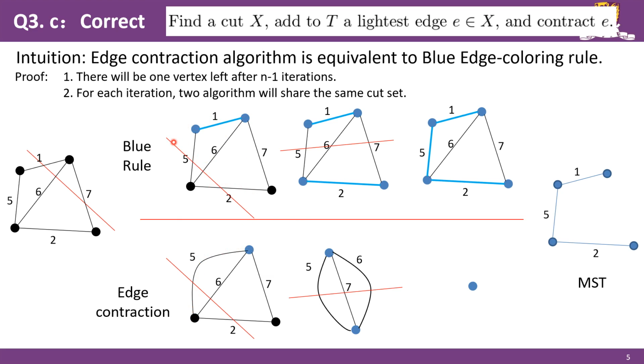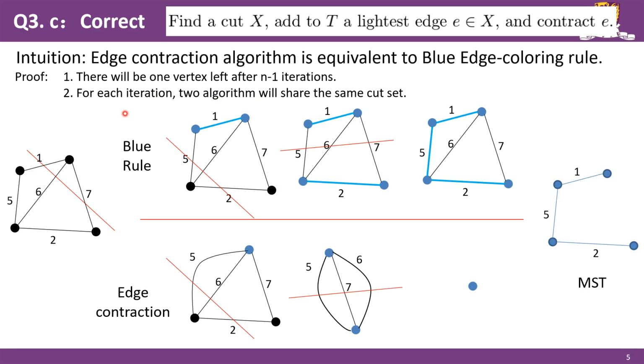Then the cut we added will be the same among these two rules, and we apply the same method again and again, and we will form a minimal spanning tree that is equivalent to the ground truth. And also for each iteration, for the edge contraction algorithm, maybe this is not very intuitive, but you can view the generated minimal spanning tree just as the blue edges.